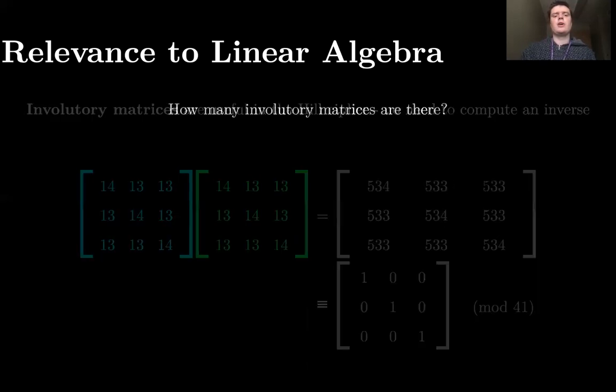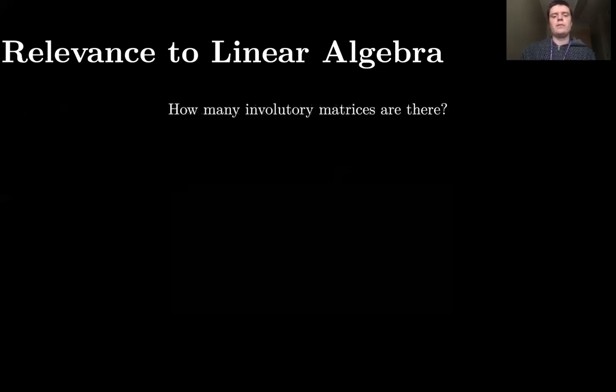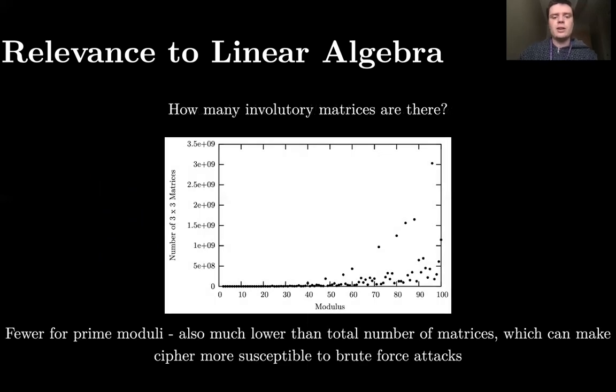But just how common are involutory matrices? Well, you can see for the most part, it increases as your modulus increases, but it doesn't always increase. Prime moduli have fewer involutory matrices than composite moduli, but for all moduli, the number of involutory matrices, as you're about to see, is much lower than the total number of matrices.